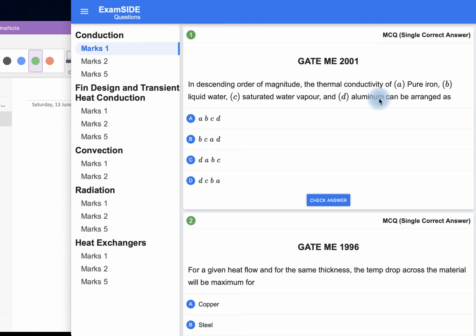And here we can check also whether in aluminum or pure iron, if you are confused whose conductivity is more, then in the other option you can see they have put C in the second place. That is also wrong, because liquid water has more conductivity than saturated water vapor because it is a gas. So the option we can match it as aluminum will have more conductivity. So through other options you can see also. So correct option is C.